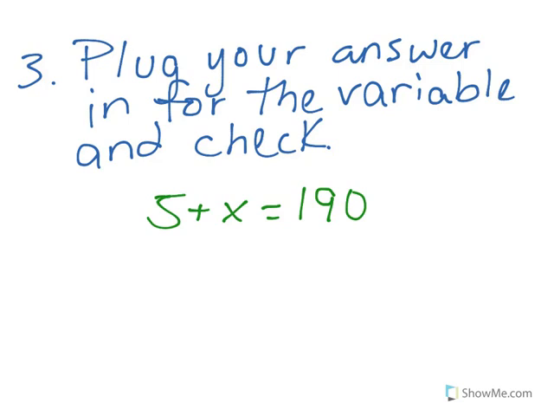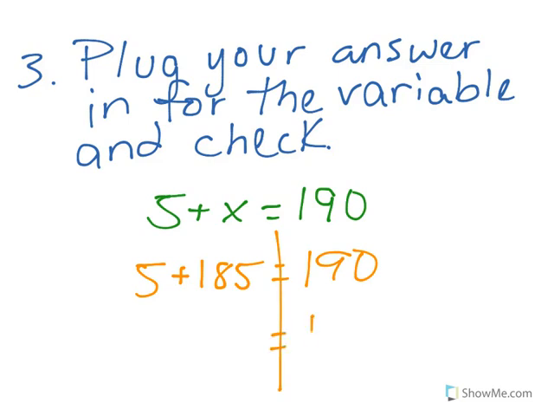Now go back and check. Plug your answer in for the variable. So we had 185, correct? So let's rewrite our problem. 5 plus 185 equals 190. Like I said before, do the problem. Don't assume. 5 plus 185 is 190. So does 190 equal 190? It does. If you check and it doesn't equal, go back and redo. You did something wrong. Never assume.